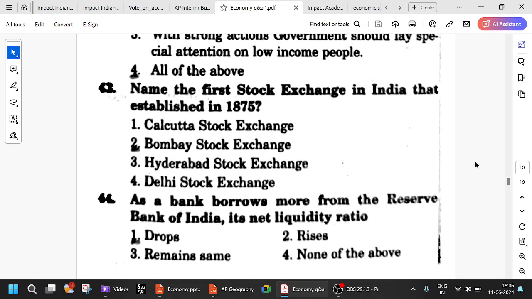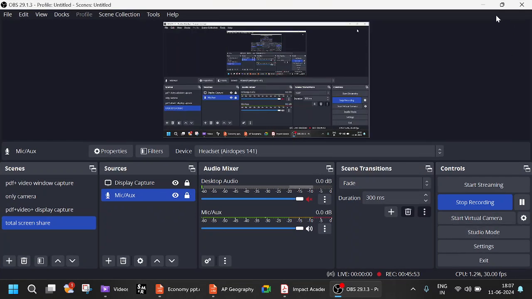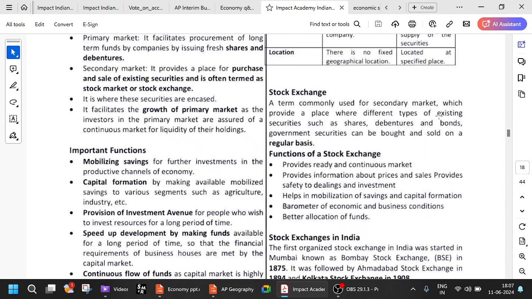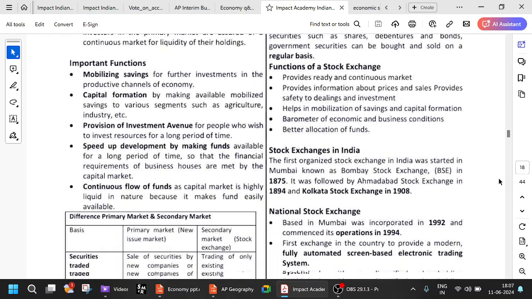Name the first stock exchange in India that was established in 1875. A stock exchange is commonly used for the secondary market, which provides a place where different types of existing securities such as shares, debentures, bonds, government securities, etc., can be bought and sold on a regular basis. So it's basically a platform for buying and selling these. Its functions: provides a ready and continuous market, mobilization of savings, better allocation of funds. All this is fine.